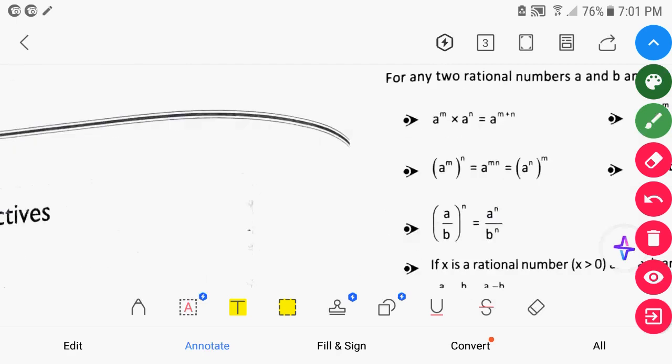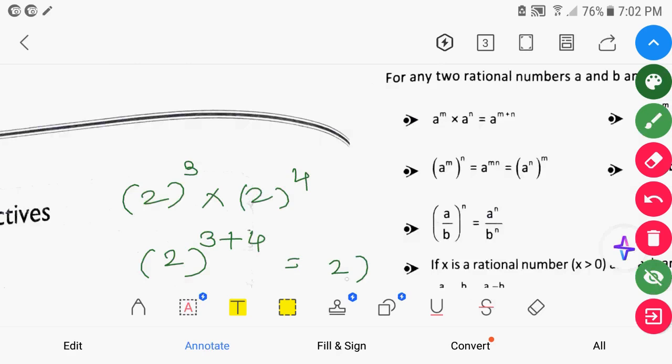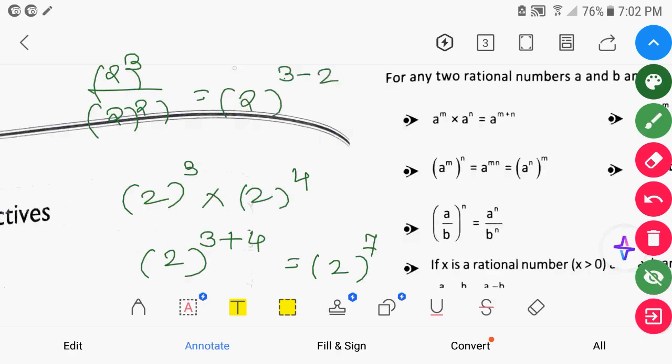For example, if 2 is a common base and we have 2 raised to 3 multiplied by 2 raised to 4, keeping 2 common, we just add 3 and 4, so it is 2 raised to 7. If they are in division, 2 raised to 3 divided by 2 raised to 2, we keep the 2 common and subtract 2 from 3, so we do 3 minus 2 and solve it.